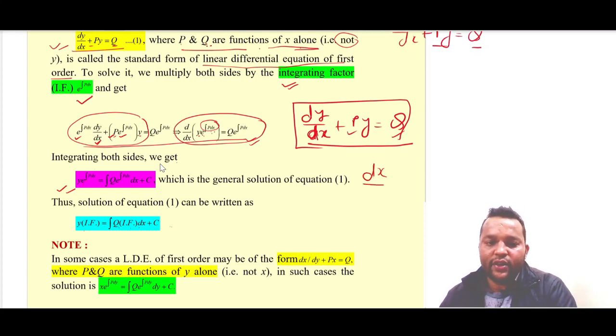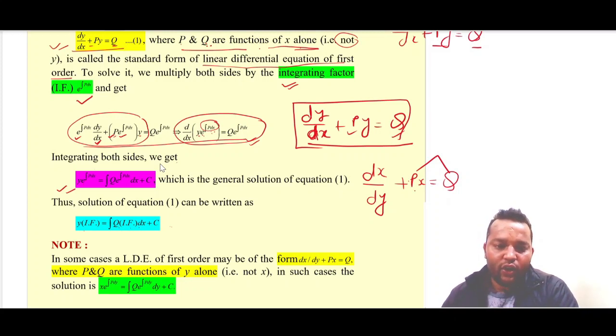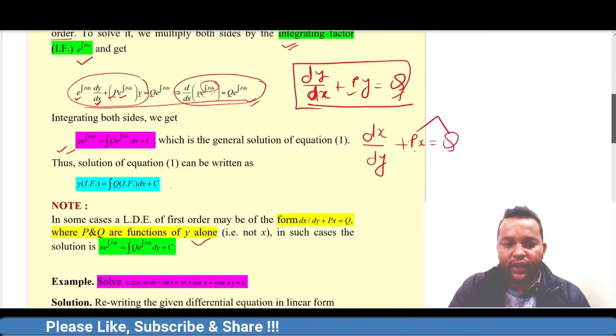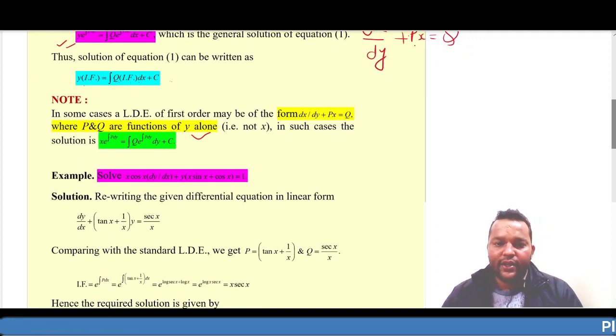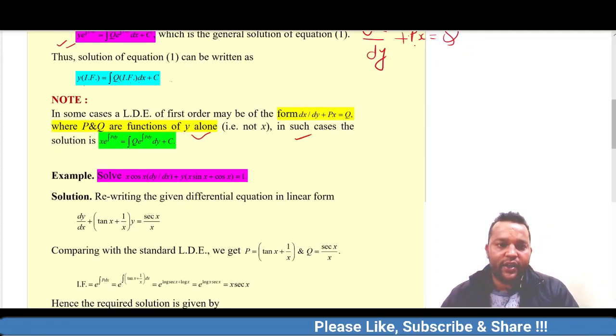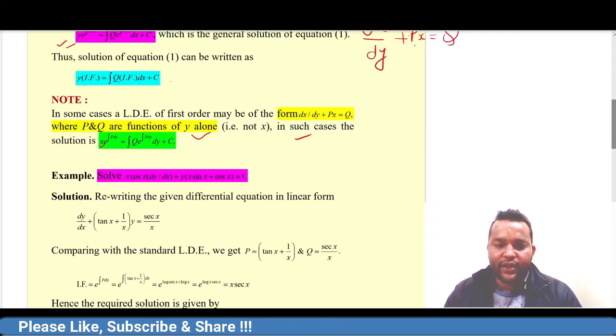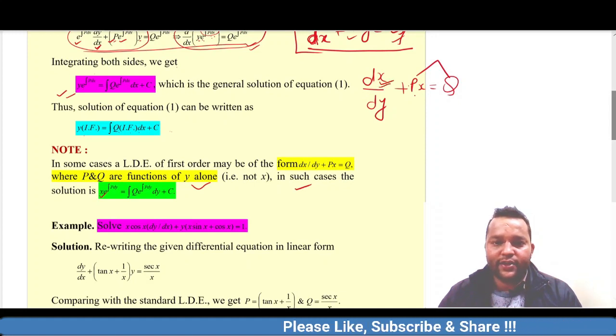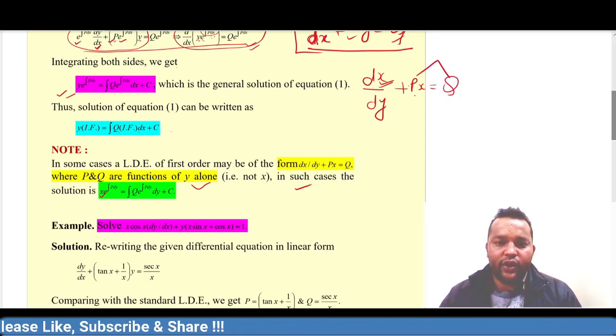Suppose the corresponding differential equation can be written as dx over dy plus px is equal to q. In this situation, p and q should be either constants or functions of y alone, that is, it should not contain the independent variable x. In such cases, the solution can be represented in the dependent variable, that is x. In this equation, the dependent variable is x. So its solution is x into integrating factor.